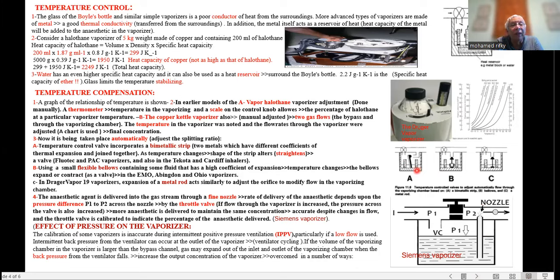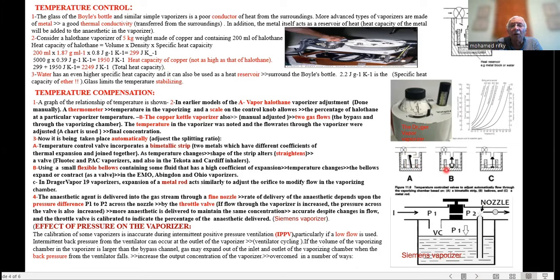How do we initiate this compensation automatically? We have what we call a bimetallic strip. I'll show it later on. It's made of two metals of different coefficients of thermal expansion. They are wound together, and when the heat is increased, the one which expands more will bend, closing the opening of the vaporizer at the downstream, making the vapor pressure less during hot weather.